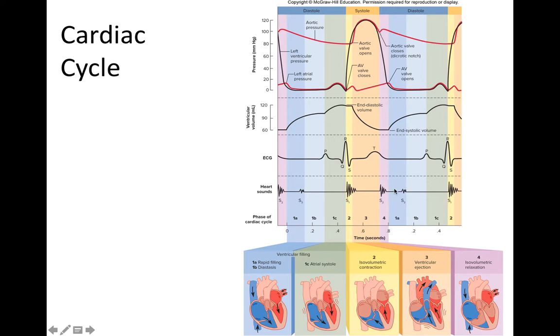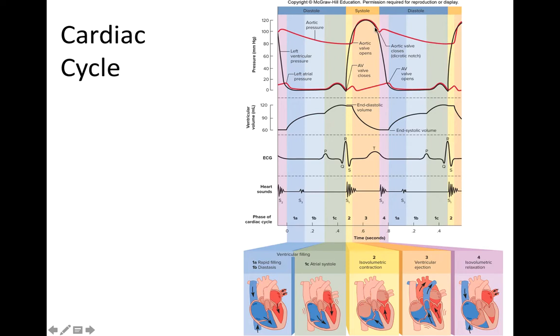At this point, we come down here and we see our second heart sound. Your second heart sound is made by your semilunar valves closing. So the pulmonary and the aortic valves are closing, and you hear your second heart sound. Generally, we say the first one is called LUP and the second one is DUP. So the first one is the AV valves, and the second one is the semilunar valves closing.